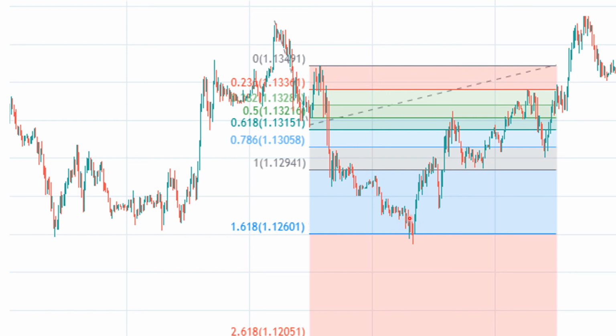At this level here we can see a very long hammer, a hammer Japanese candlestick pattern, and from there we can note that a bullish reversal will soon happen. So we will take our profit right here.